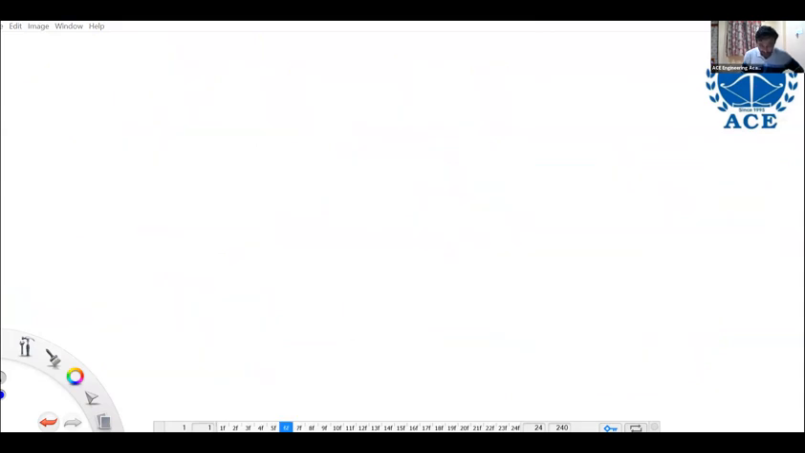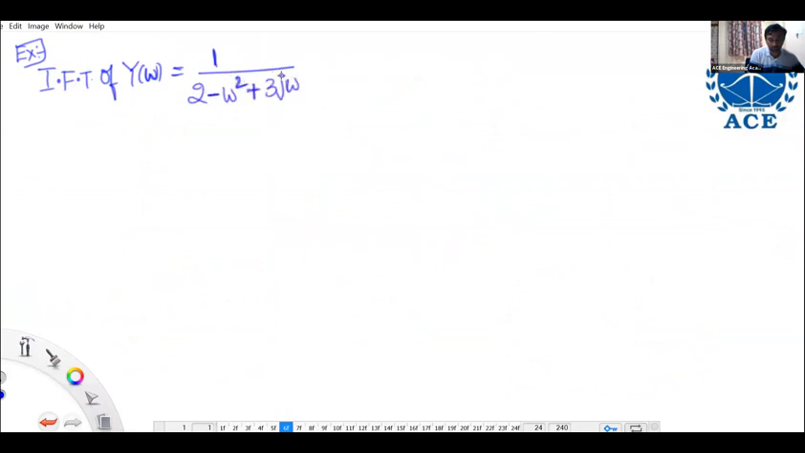So I am giving the next example for you. What is the inverse Fourier transform of this expression? 1 by 2 minus omega square plus 3j omega. Think and answer. What is the inverse Fourier transform of that expression? 1 by 2 minus omega square plus 3j omega.